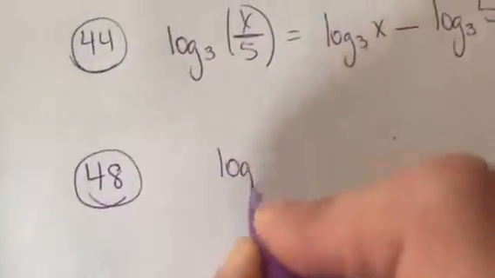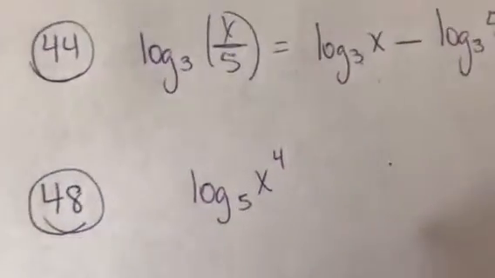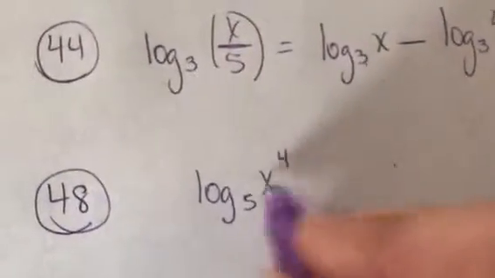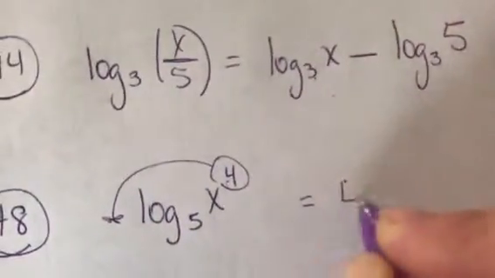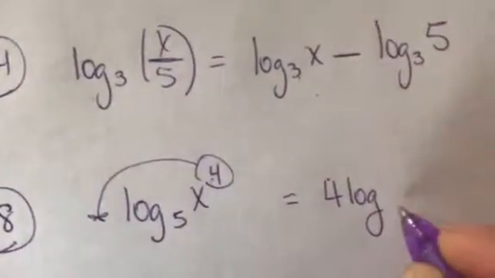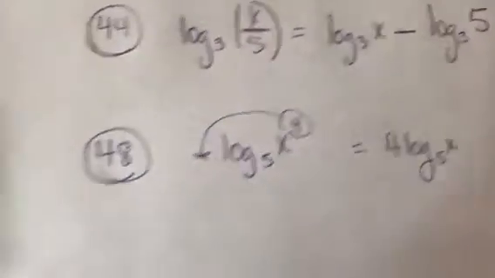Okay, let's look at 48. 48 looks like this, log base 5 of x to the 4th. Now, this is a property we already went over last time, but this exponent, you can swing it out front. So honestly, all they want you to do is rewrite this as 4 log base 5 of x. And that's it. That one's pretty easy, okay?